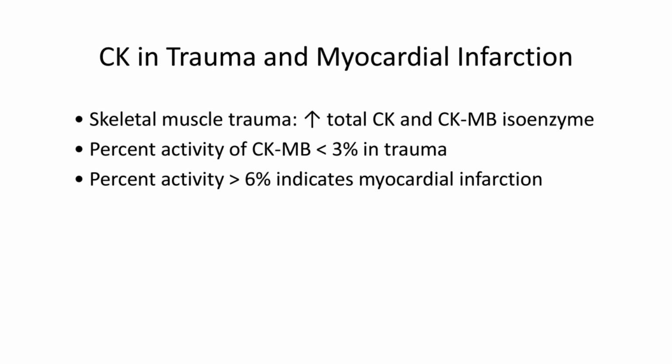When skeletal muscle undergoes trauma, total CK increases, and the CKMB isoenzyme also rises. However, the percent of CKMB activity is typically less than 3% in trauma. By contrast, if the CKMB fraction rises above 6%, it is strongly indicative of a myocardial infarction or heart attack.